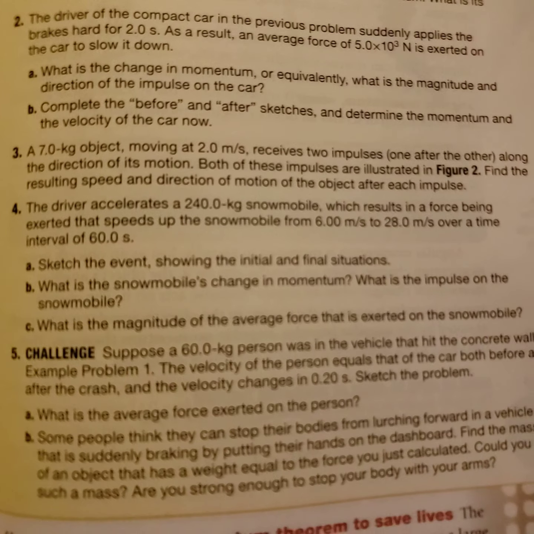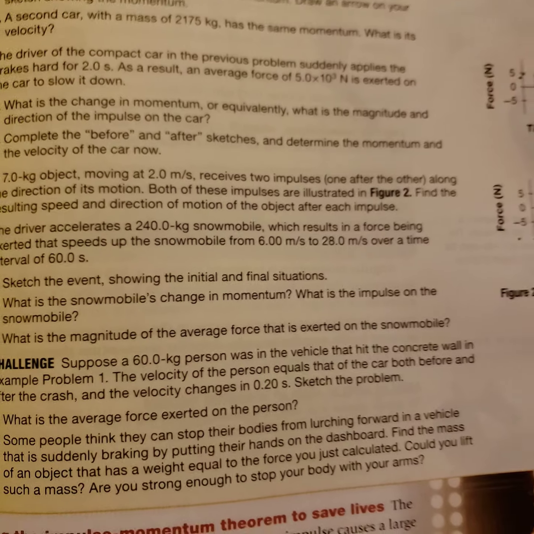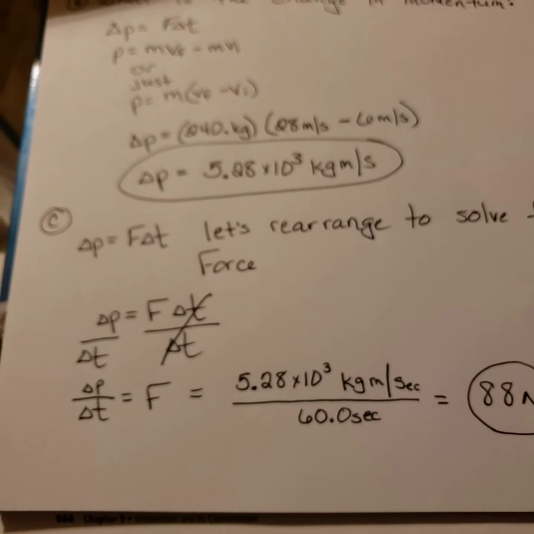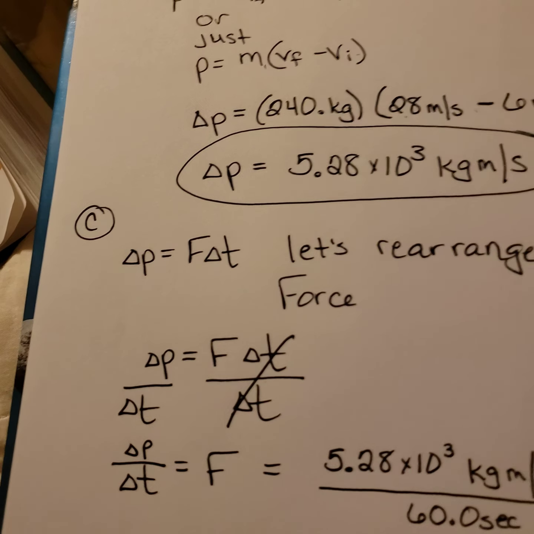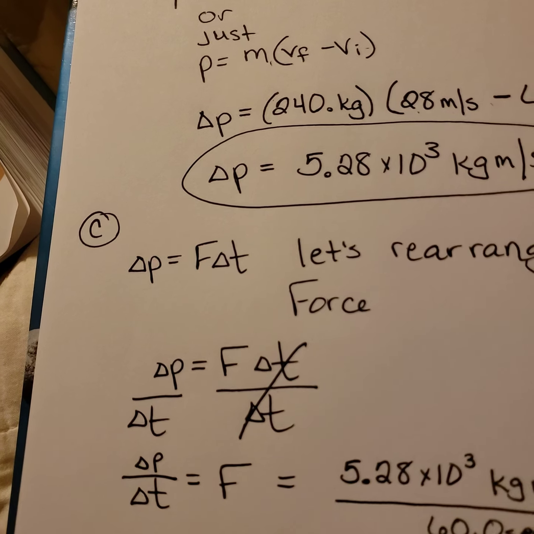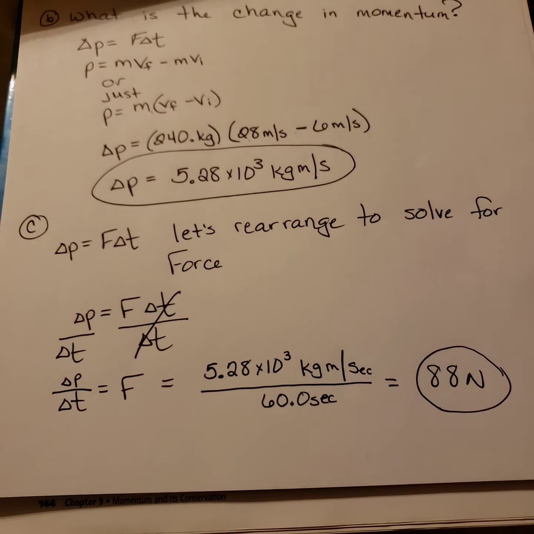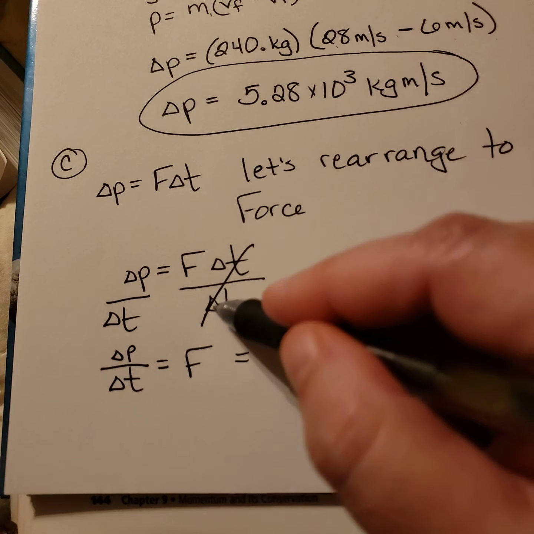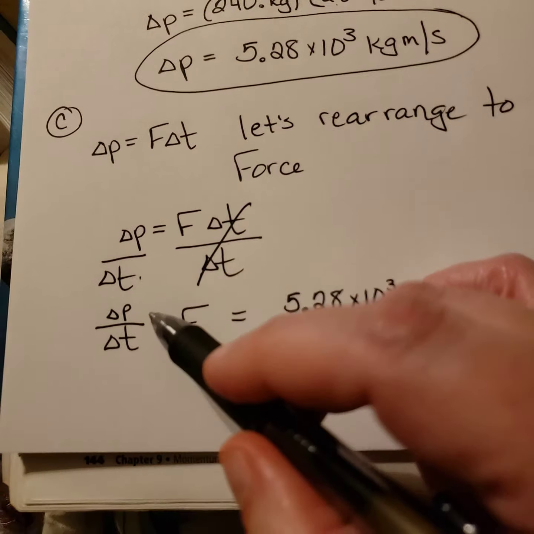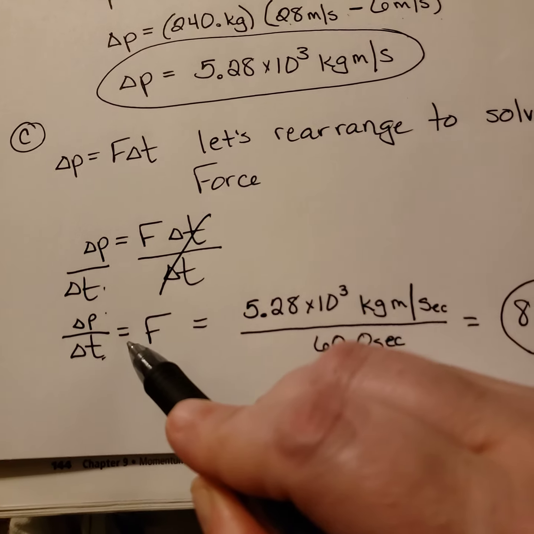So with C, it is asking us to find the magnitude of the force that's exerted on the snowmobile. So I'm going to use the change in momentum, which is what we have here, is equal to the force times change in time. So let's rearrange to solve for force. And that's an easy switch. I'm going to divide both sides by time.